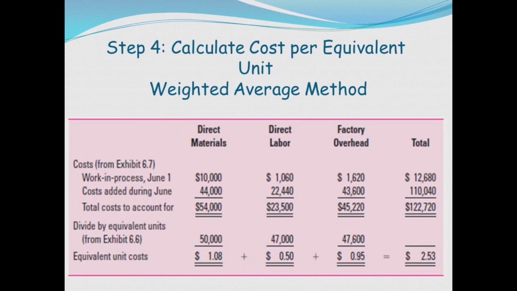Step 4. The cost per equivalent unit. Well, we know the cost, we know the equivalent units, pretty straightforward. Direct materials, direct labor, and overhead. We've calculated the total cost to add up that 122,720. From step 2, we calculated the equivalent units. You divide the total cost by the equivalent units by category, and you get a cost per equivalent unit by category. And from there, you can get your total cost per equivalent unit, $2.53.